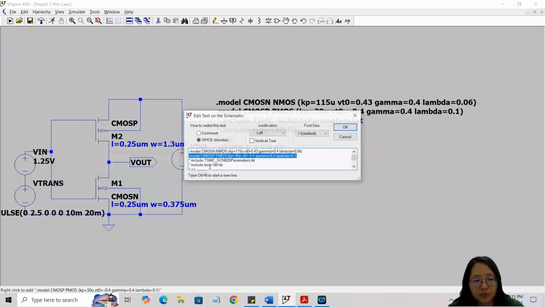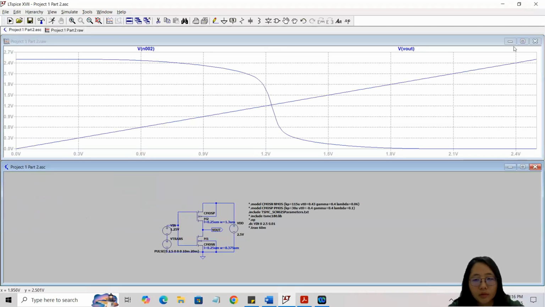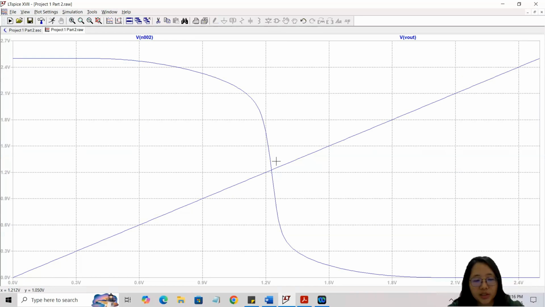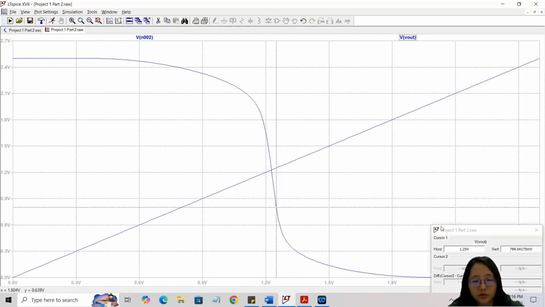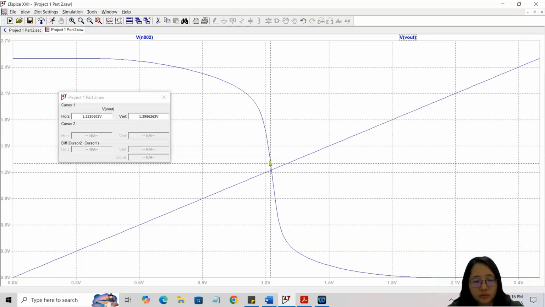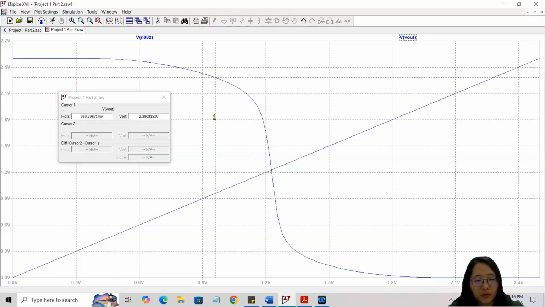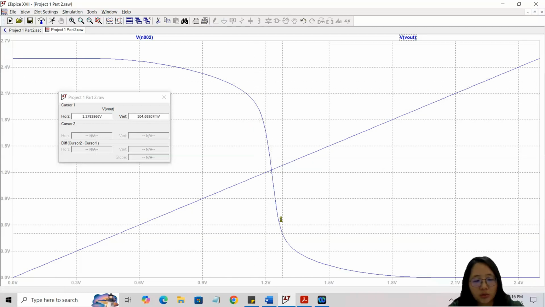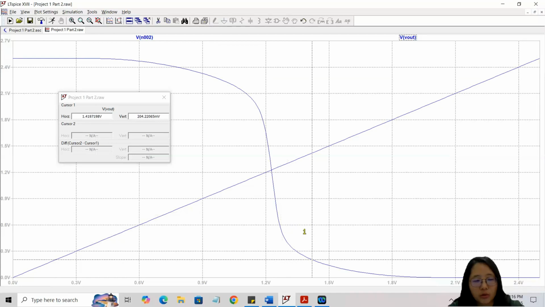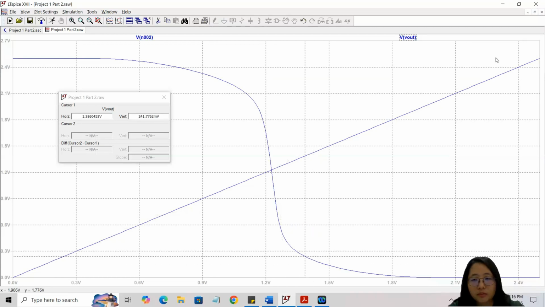Next, I will do the simulation for TSMC SCN025. This one is the VTC curve for TSMC SCN025. We can see that the curve is slightly different from the SPICE level 1 just now. Here, we can also get the VM value, which is almost 1.22 V. From here, we can also get the VIL and VOH when the first slope is equal to -1, and then the VIH and VOL when the second slope is equal to -1.